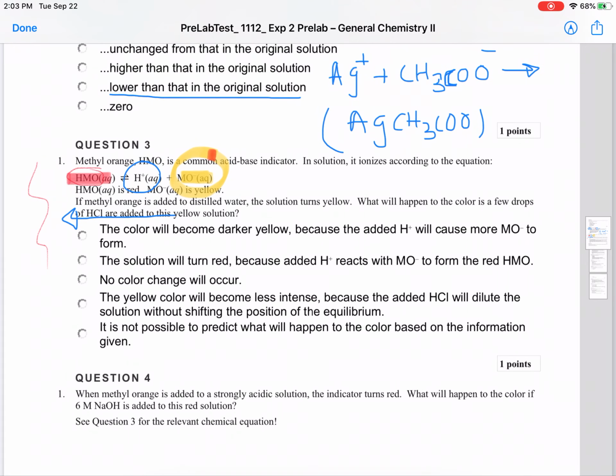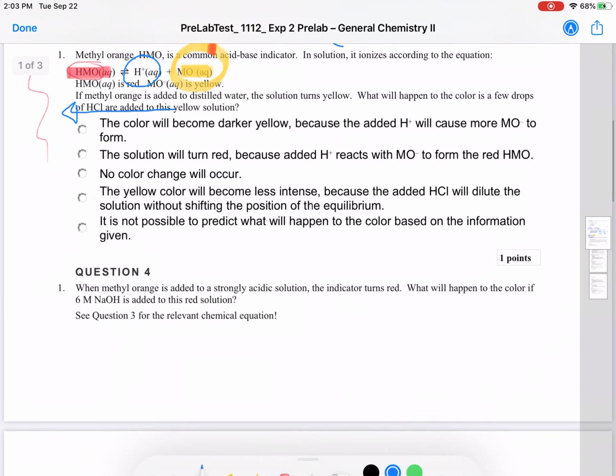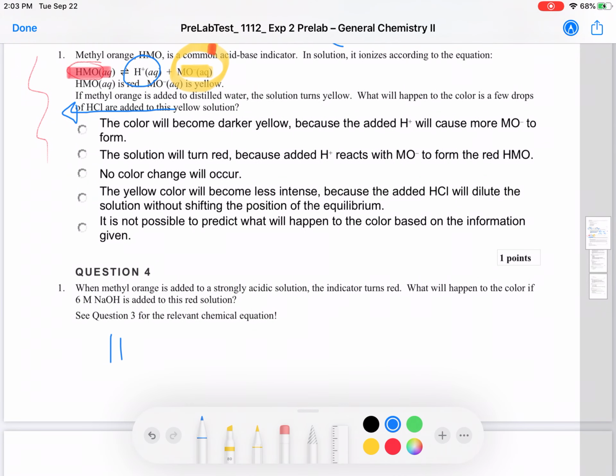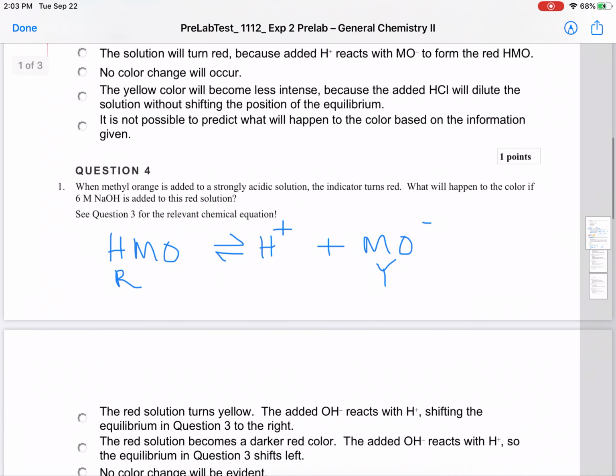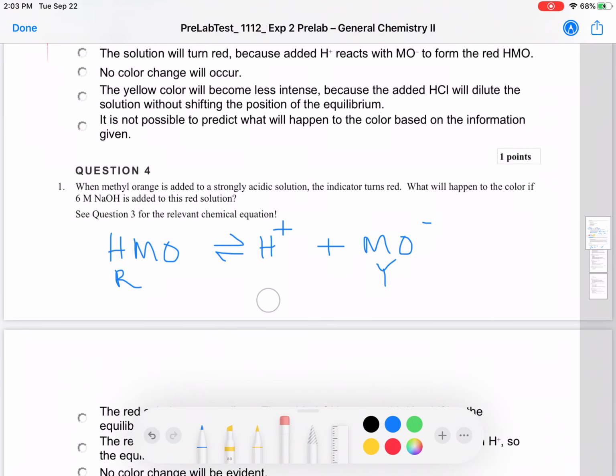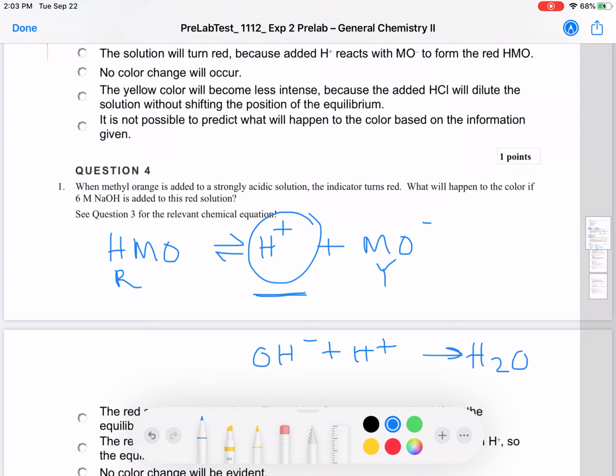Now when you add hydroxide ion, let me go ahead and draw the equation. We have HMO, H plus plus MO minus. So this is red and this is yellow. When you add hydroxide ions, they are going to react with this H plus and form water. So as a result, we are removing H plus from the system.